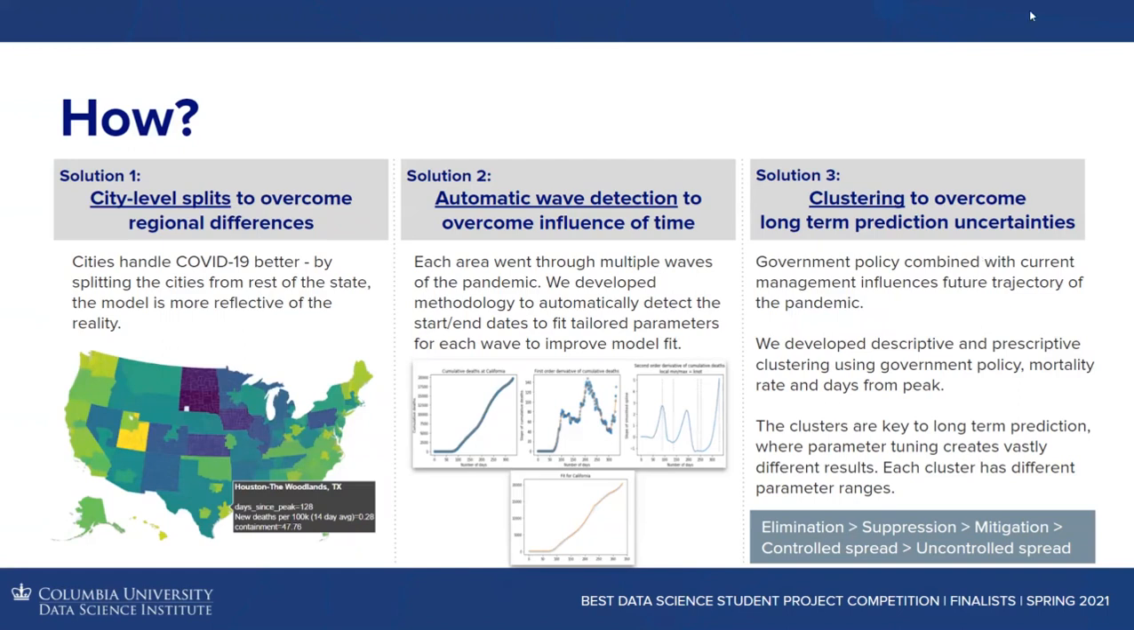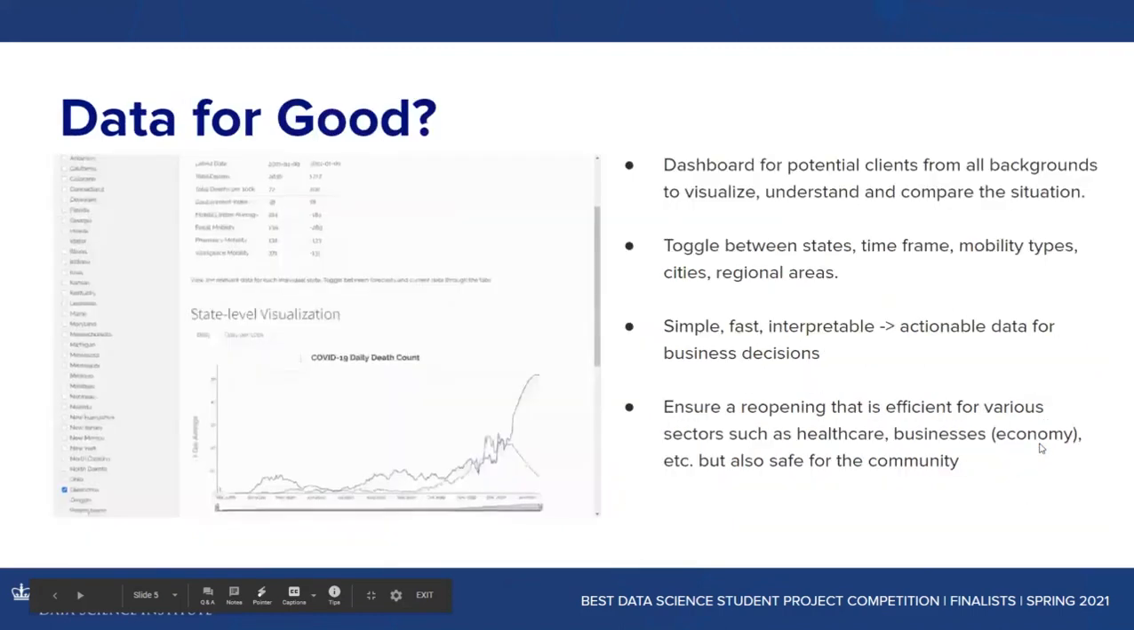Third is clustering to overcome long-term prediction uncertainty. Our model tries to create a long-term prediction, which causes different problems. By clustering how each state and city is handling the virus, we found ways to overcome these prediction uncertainties. So each city or state would either be in elimination, suppression, mitigation, controlled spread, or uncontrolled spread. That helps us to understand which parameters to fit for long-term forecasting.